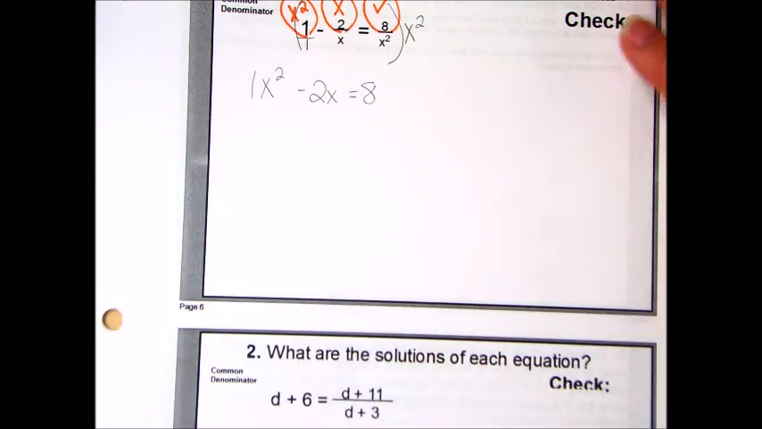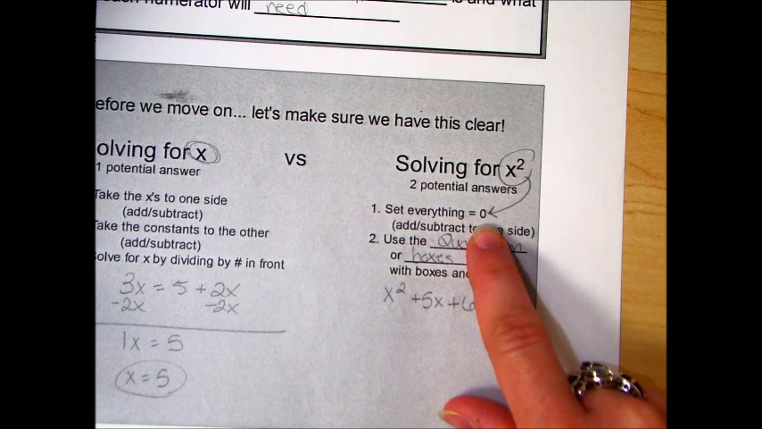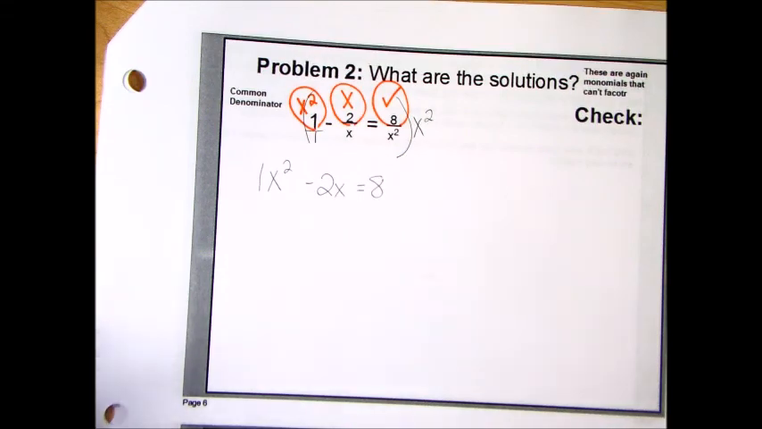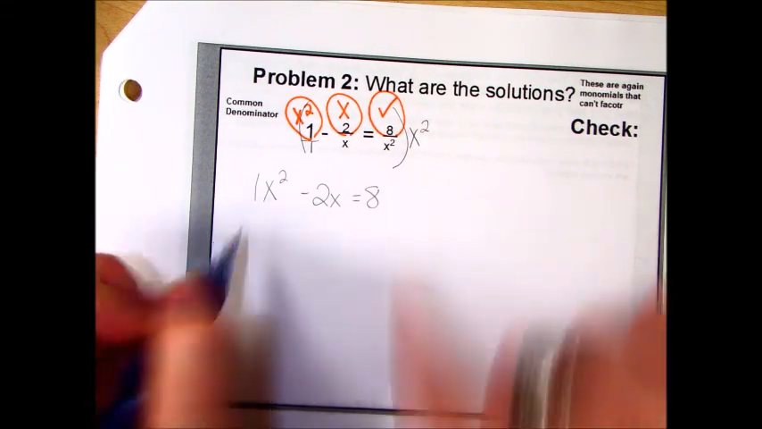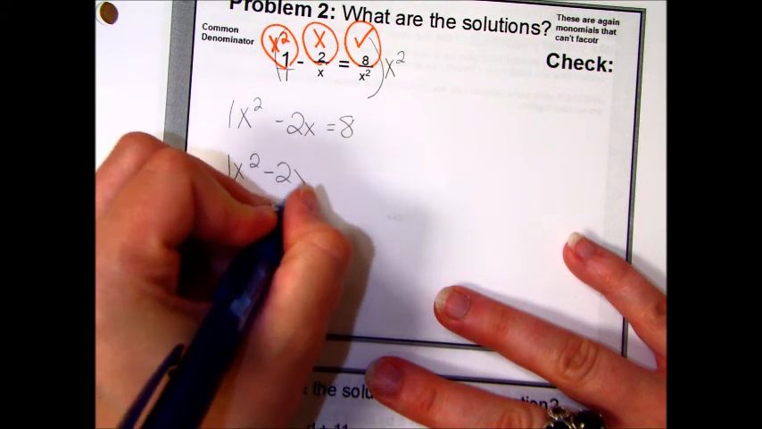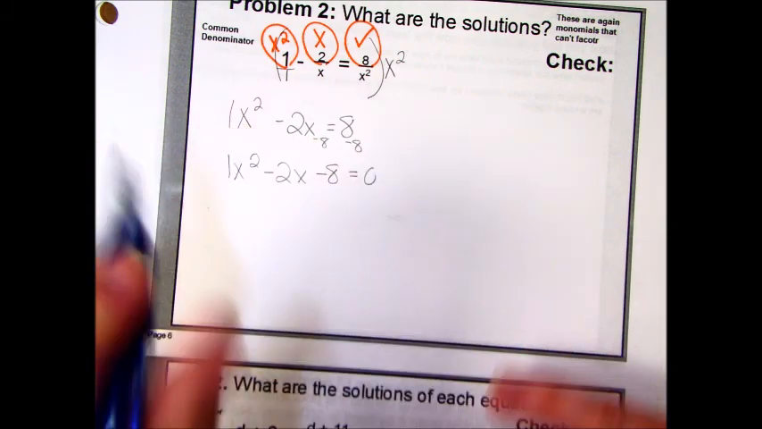Alright guys, I've got an x squared. And if you remember, when I have an x squared, I have to set it equal to 0. I have to use the quadratic formula or the box. Okay, so we're going to take this 8 to the other side. So 1x squared minus 2x minus 8 equals 0. We have to do a minus 8 to move it over, equals 0.